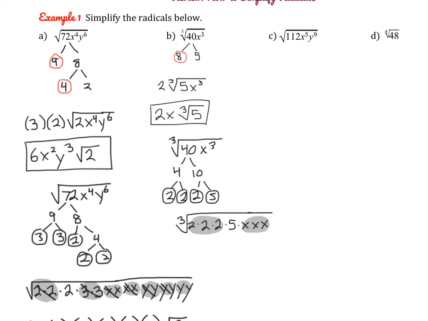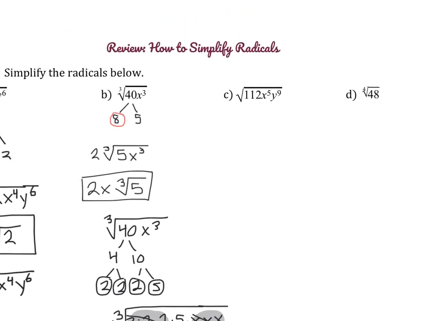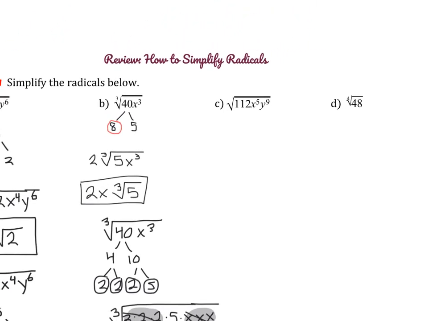So we have a group of 3 here and a group of 3 here. For each of those, 1 moves out front. So 2 moves out front, and x moves out front, and we get that same exact answer. So again, just a different way of approaching simplifying. So let's look at part C.